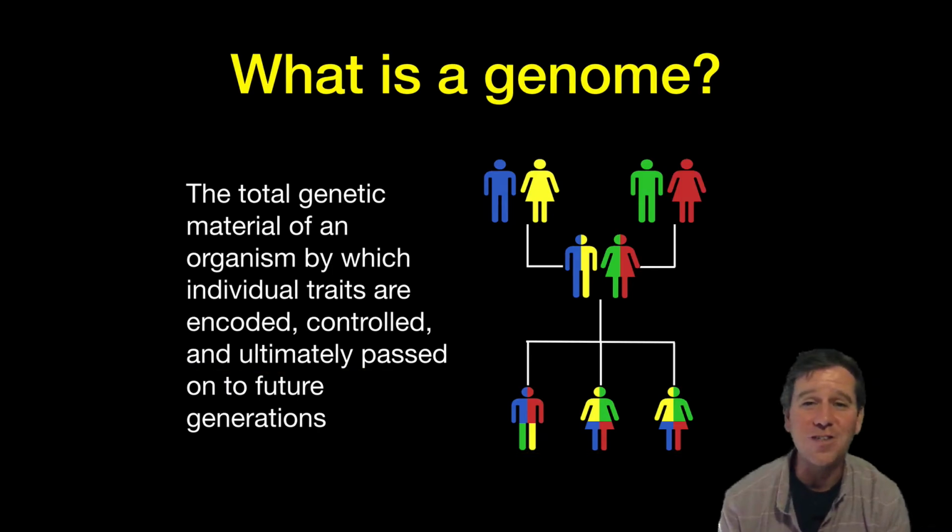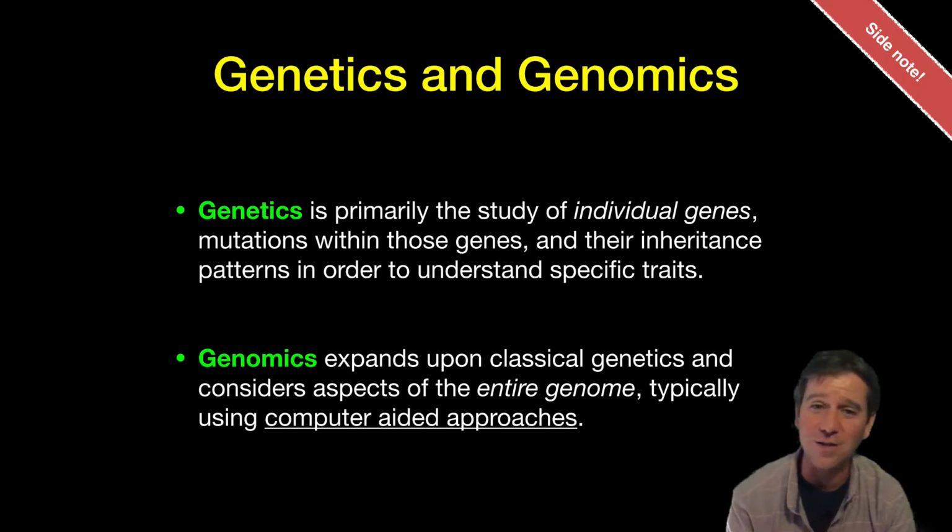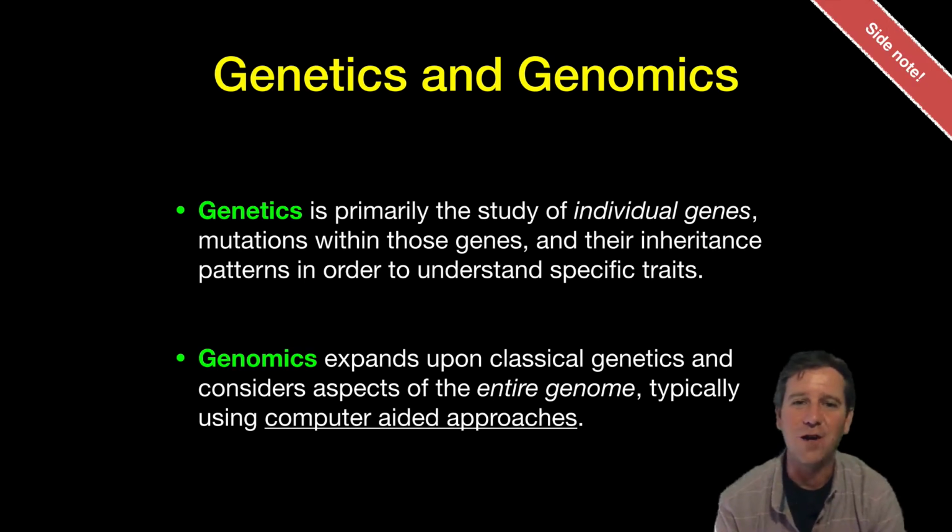So a genome, of course, is the total genetic material of an organism by which individual traits are encoded and controlled and ultimately passed on to future generations. Recall, of course, that we're a mosaic of the genetic material from our ancestors, half from mum and dad, all the way back through the generations. And this, of course, motivates genetics and the study of traits and variations in genes.